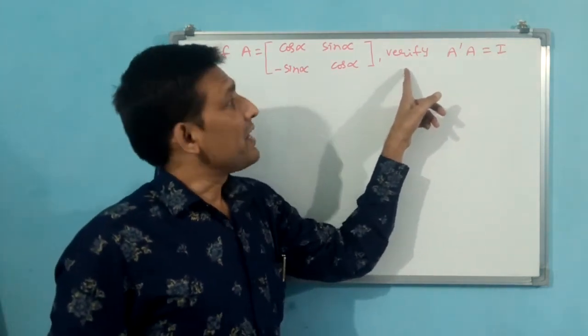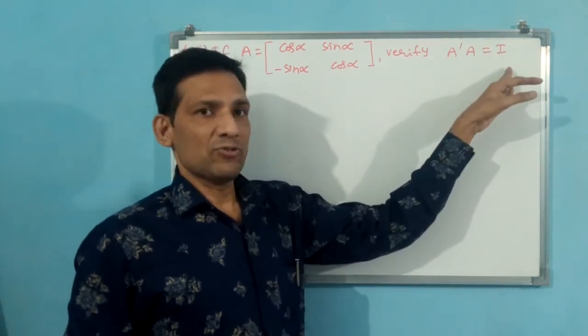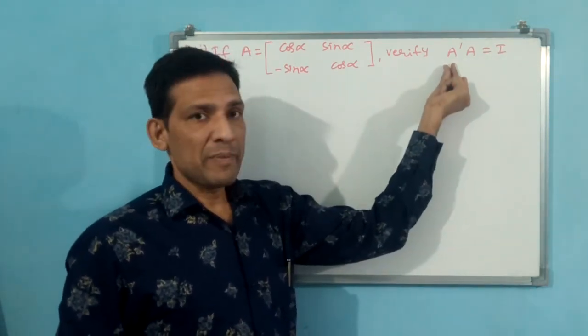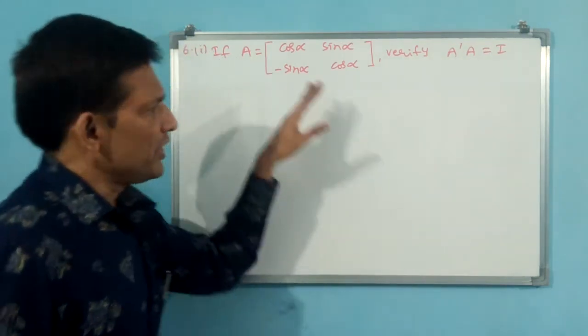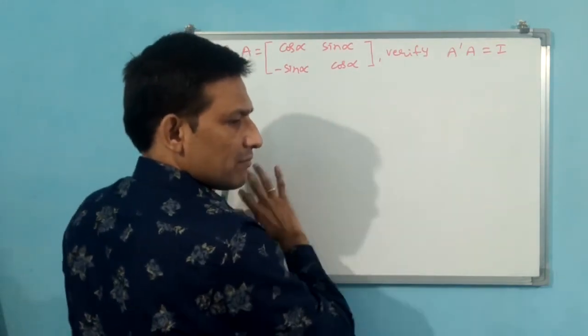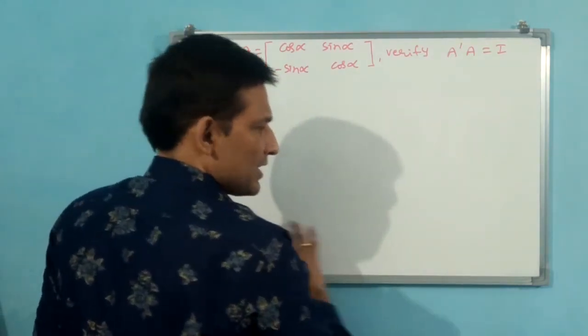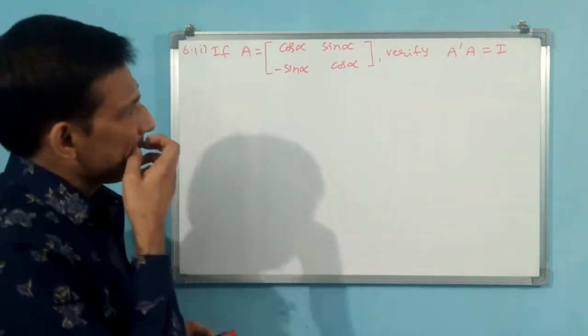What are they asking to verify? A transpose into A is equal to I, the identity matrix, has to come after multiplication of A transpose into that matrix A. A transpose we will find, again we will write A by the side, then we multiply A transpose into A. Then we have to get I, the identity matrix. Let us do it.